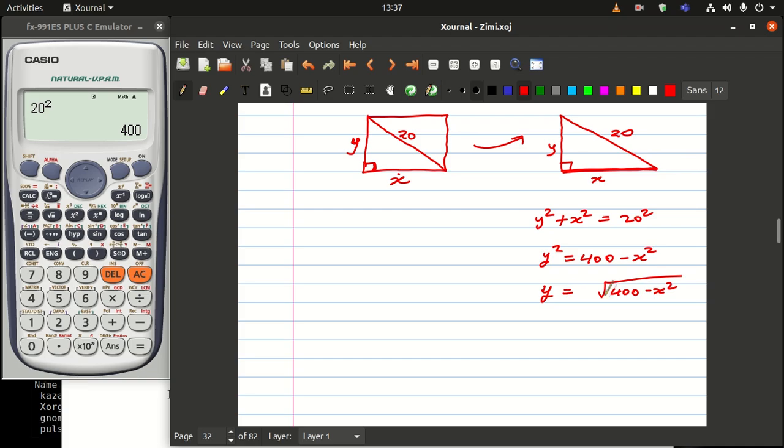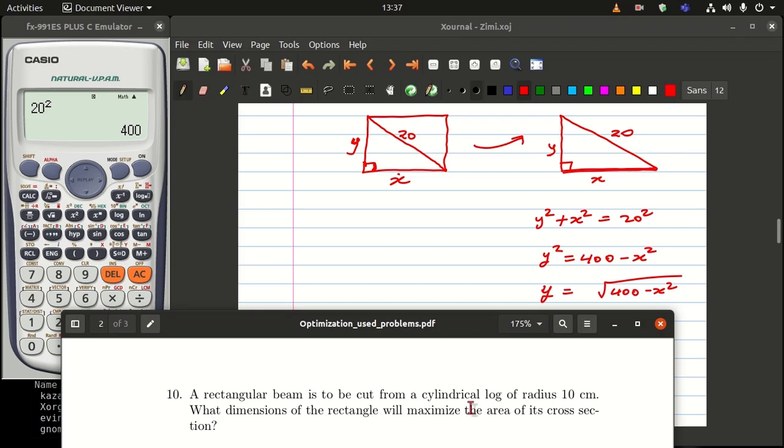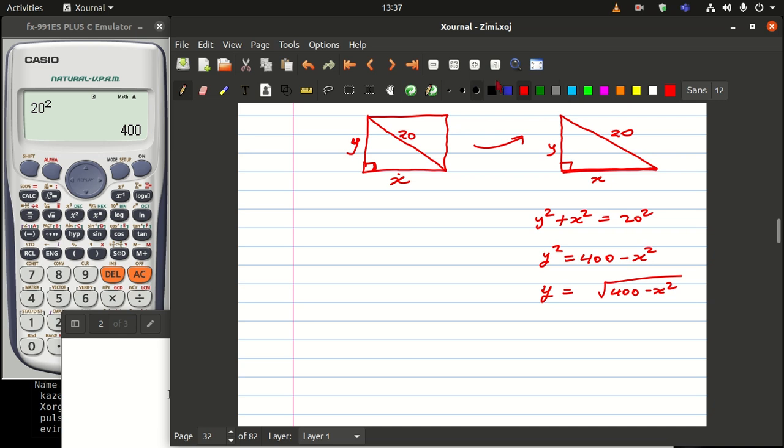Now that we have this, we want to go back. We wanted to maximize the area of the cross section. How do you find the area of the cross section? The area is just equal to this side times that side, so you have y times x. And if we want the area in terms of x, we can eliminate y and say that we have the square root of 400 minus x squared, and then we multiply this whole thing by x. So this is going to be our function here.